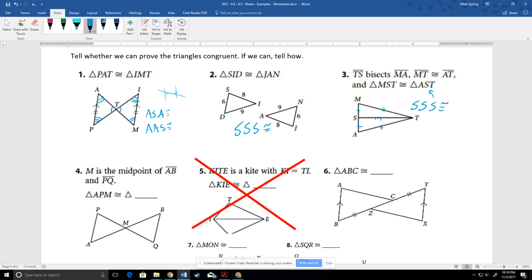All right. So it says M is the midpoint of AB and PQ. So if M cuts AB in half, it splits it into two equal segments, AM and MB. If it's also the midpoint of PQ, it's splitting it up into two equal segments. I also have my vertical angles here, right? So I know my triangles are congruent, and they're congruent because of side, angle, side, right? We have a side followed by an angle, in other words, two sides and an angle between them. So side, angle, side is my reason.